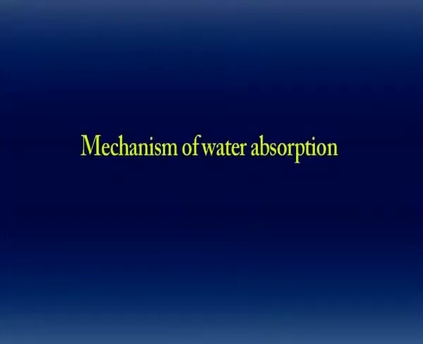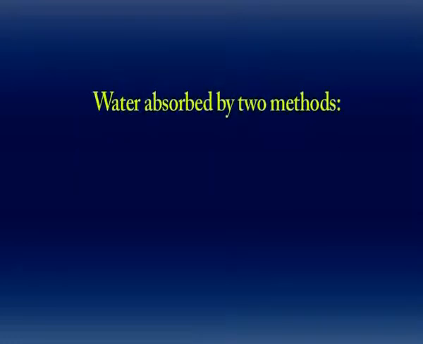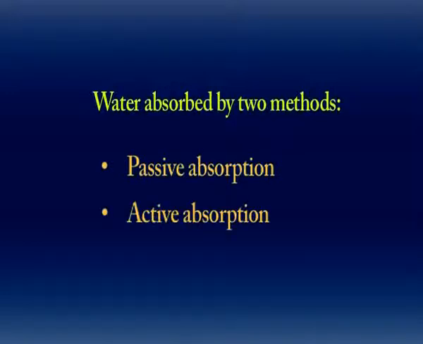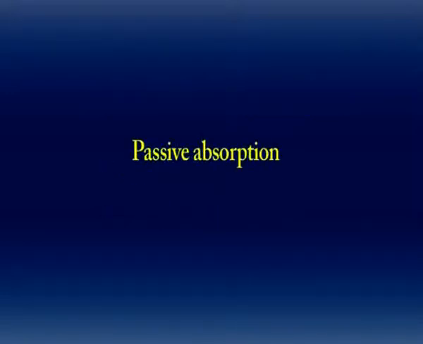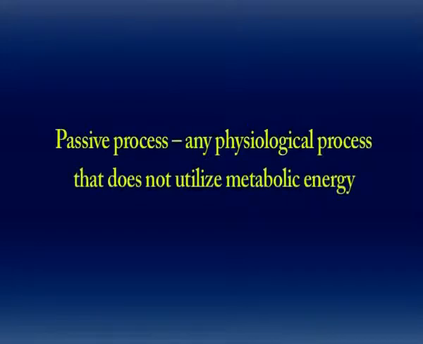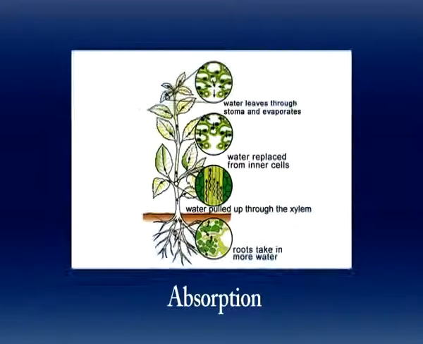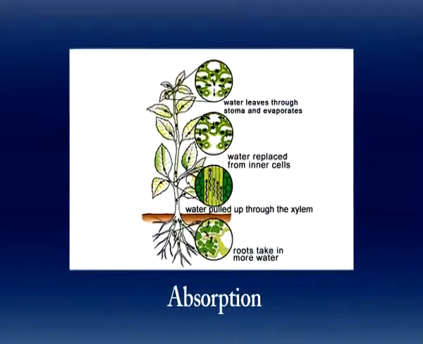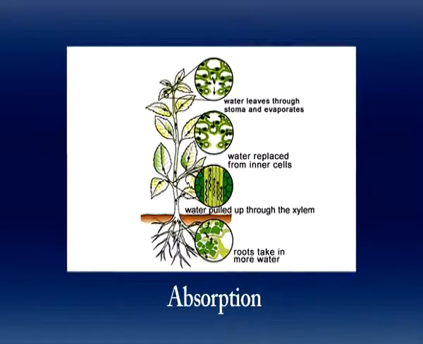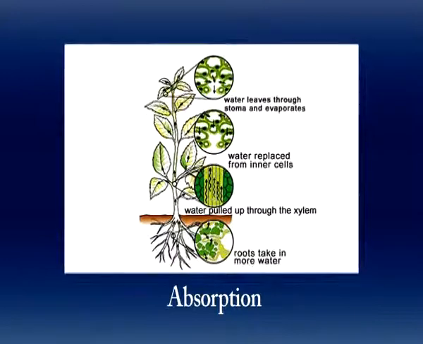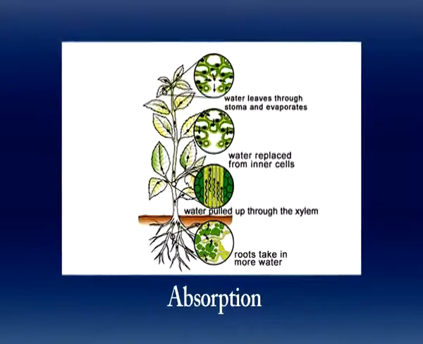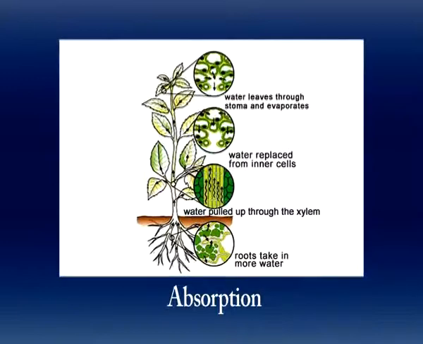Now friends, the various mechanisms of water absorption. Water can be absorbed by 2 methods: passive absorption and active absorption. First, passive absorption. Any physiological process that does not utilize metabolic energy is called a passive process. Passive absorption is by osmosis. Passive absorption takes place along the concentration gradient when the concentration of cell sap is higher than that of soil water.